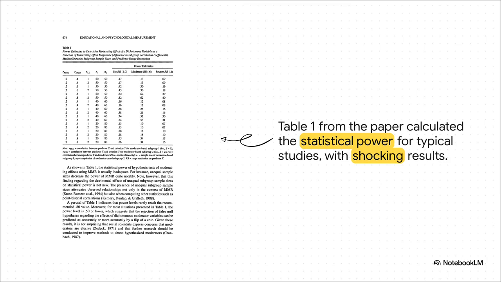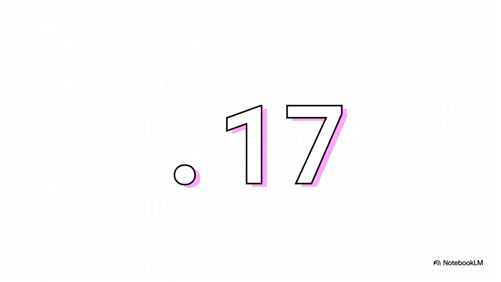The researchers basically simulated what typical studies looked like at the time to figure out what their actual statistical power was. And the results were a massive wake-up call for the entire scientific community. Remember that 80% gold standard we just talked about? Well, in one very common research scenario, the power was just 17%. That means there was an 83% chance of failure, baked right into the study's design from the very beginning.